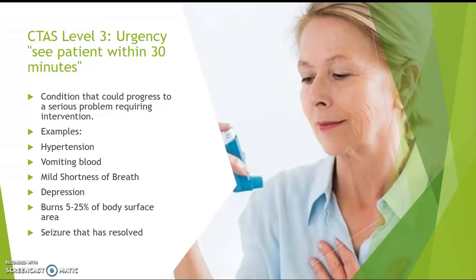CTAS level 3 is urgency. These patients should be seen within 30 minutes. So they have a condition that could progress to a serious problem requiring interventions. Examples of this would be something like hypertension. So that would be hypertension that's either no longer being managed by their medication or has never required medication and is a new onset. Somebody who is vomiting blood. This could be for any reason and any amount of blood coming up through vomiting is a bad amount of blood.